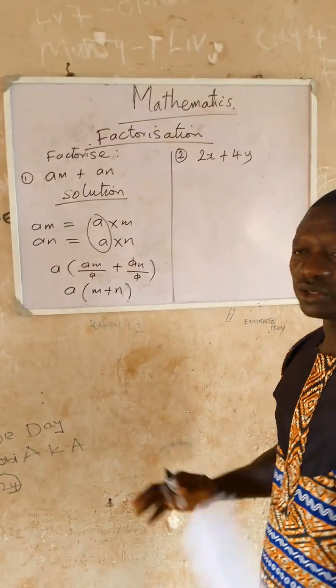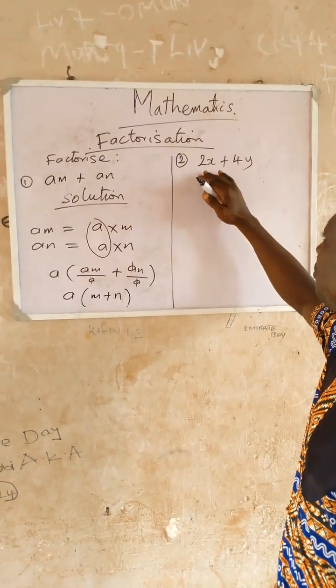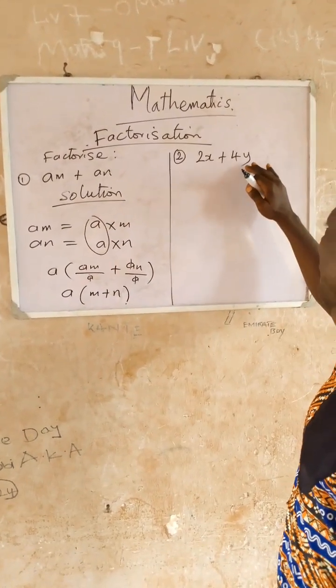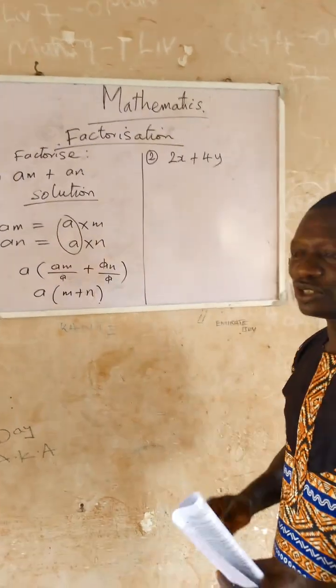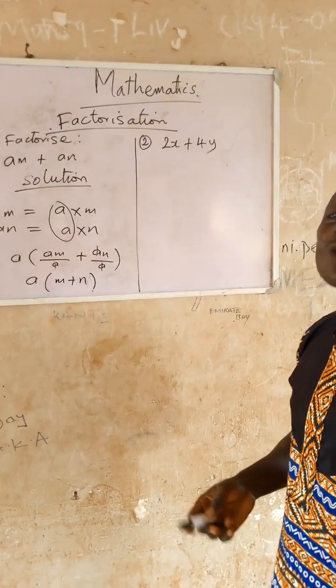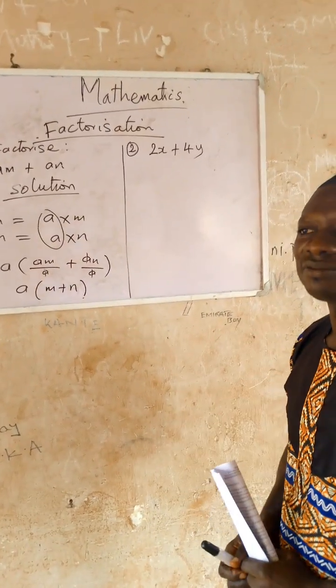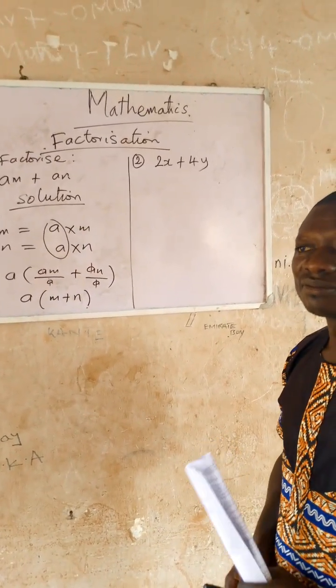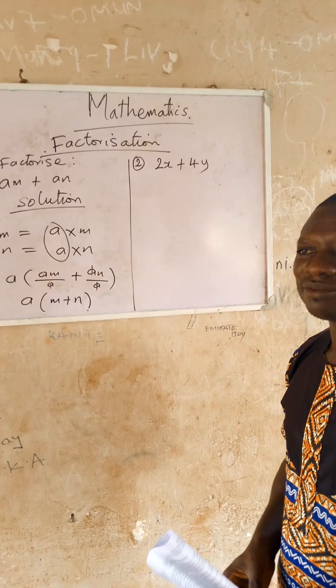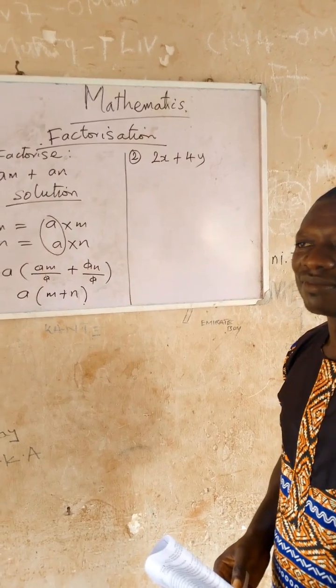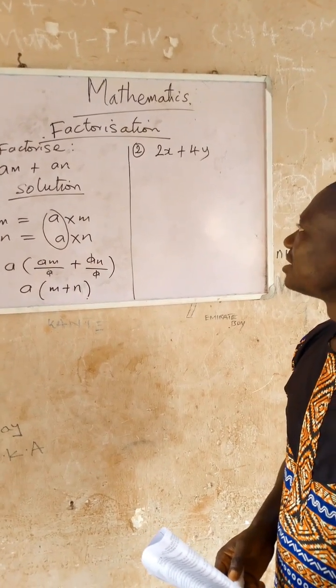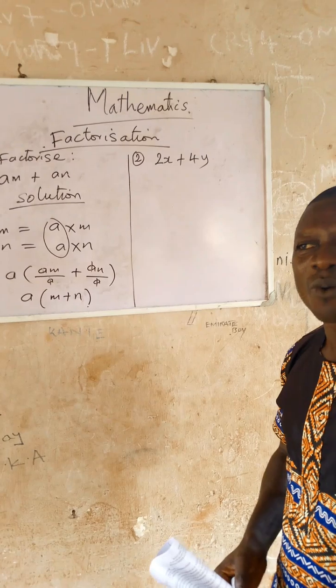The first thing is what? Find the HCF of 2x and 4y. Please, can you do that? I want you to find the highest common factor of 2x and 4y. Find the HCF. When you get the answer, you tell me. Yes, the HCF of 2x and 4y is what?